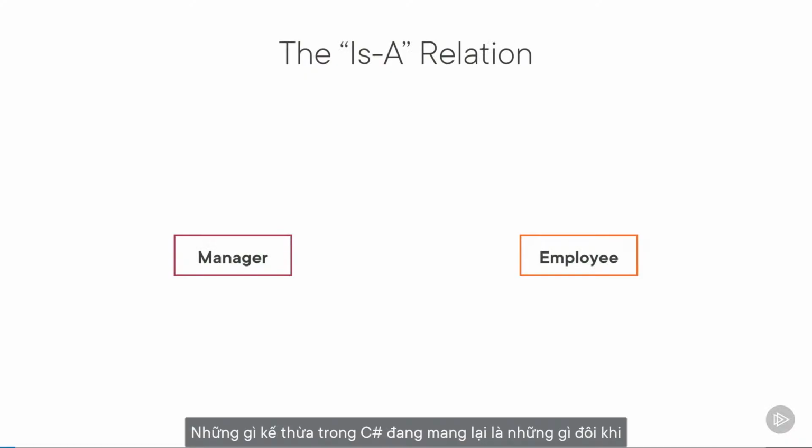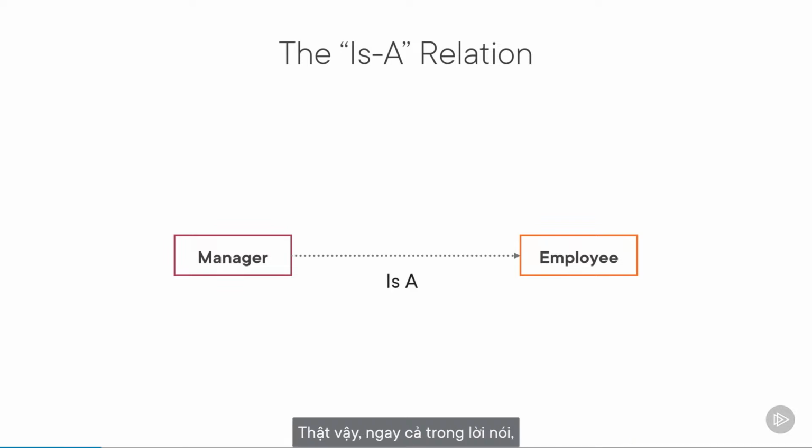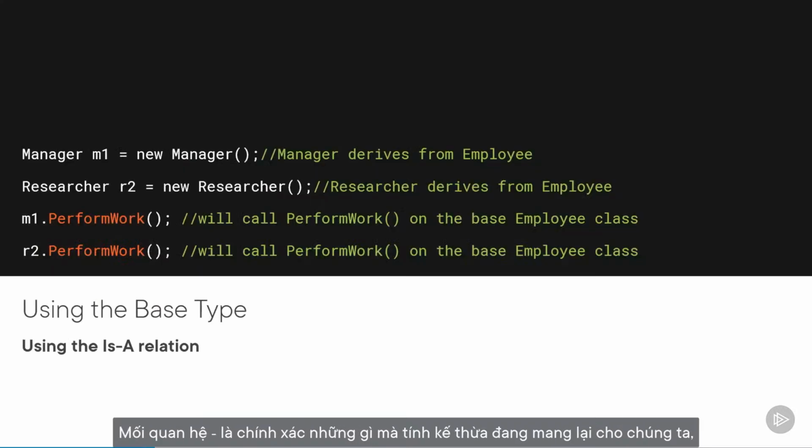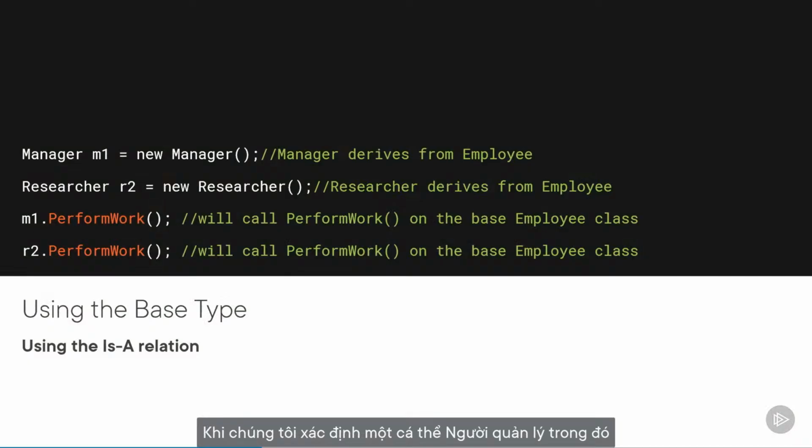What inheritance in C# is bringing is what is sometimes referred to as the is-a relation. Indeed, even in the spoken word, you would say a manager is an employee. The is-a relation is exactly what inheritance is bringing us, also in the behavior we're getting in our C# code. When we define a manager instance, where the manager class derives from employee, all public or protected members defined on the base employee class become available for manager.